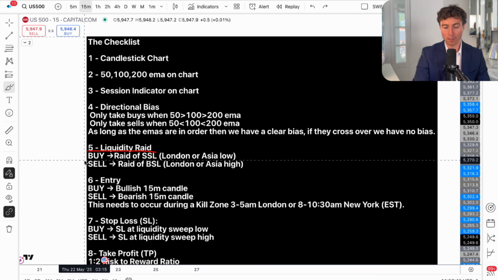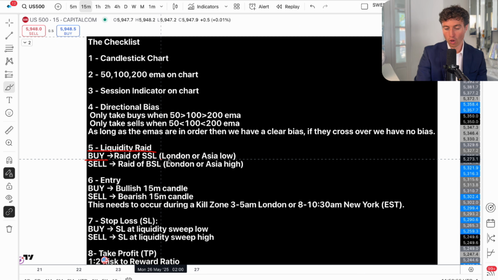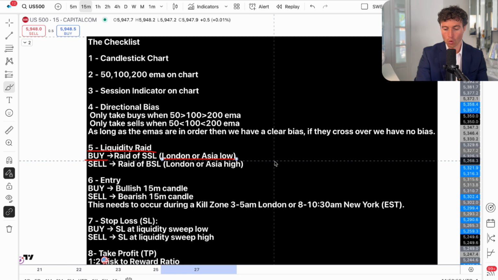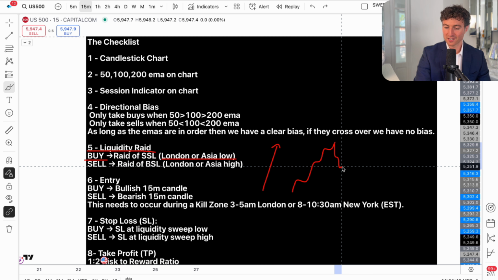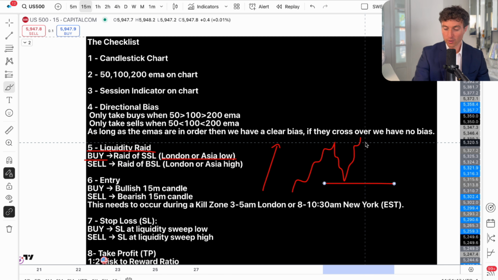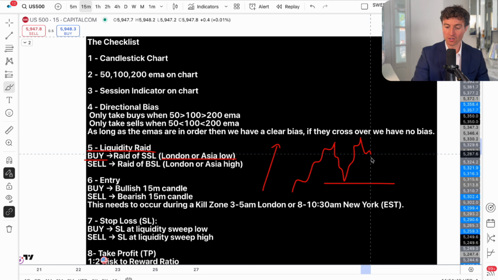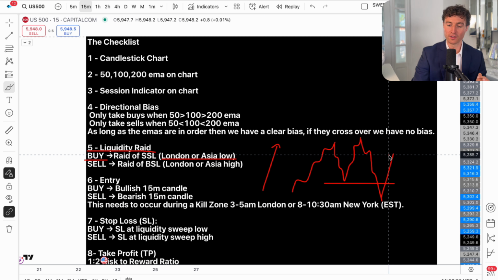So if we are buy bias on this market, and this would be based on the EMAs, then we need to see a raid of sell side liquidity. And this would be either the London or Asia session low. Okay, so we're buy bias on this market right here. And so let's say that this is either the London or Asia session low right here. Then we would need to see a raid of sell side liquidity. And all that simply means is price goes below the London or Asia session low. Then we could look for a potential long position in this market.